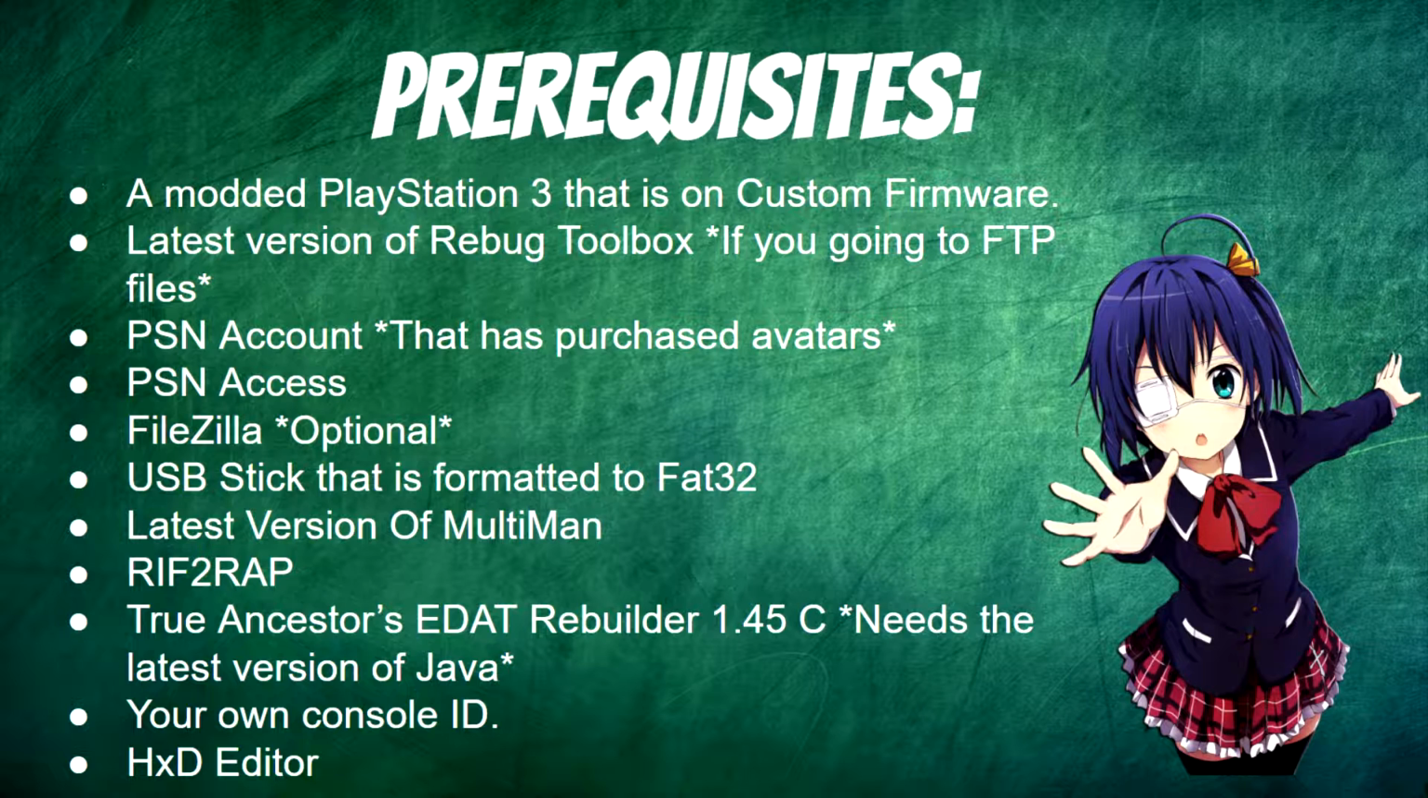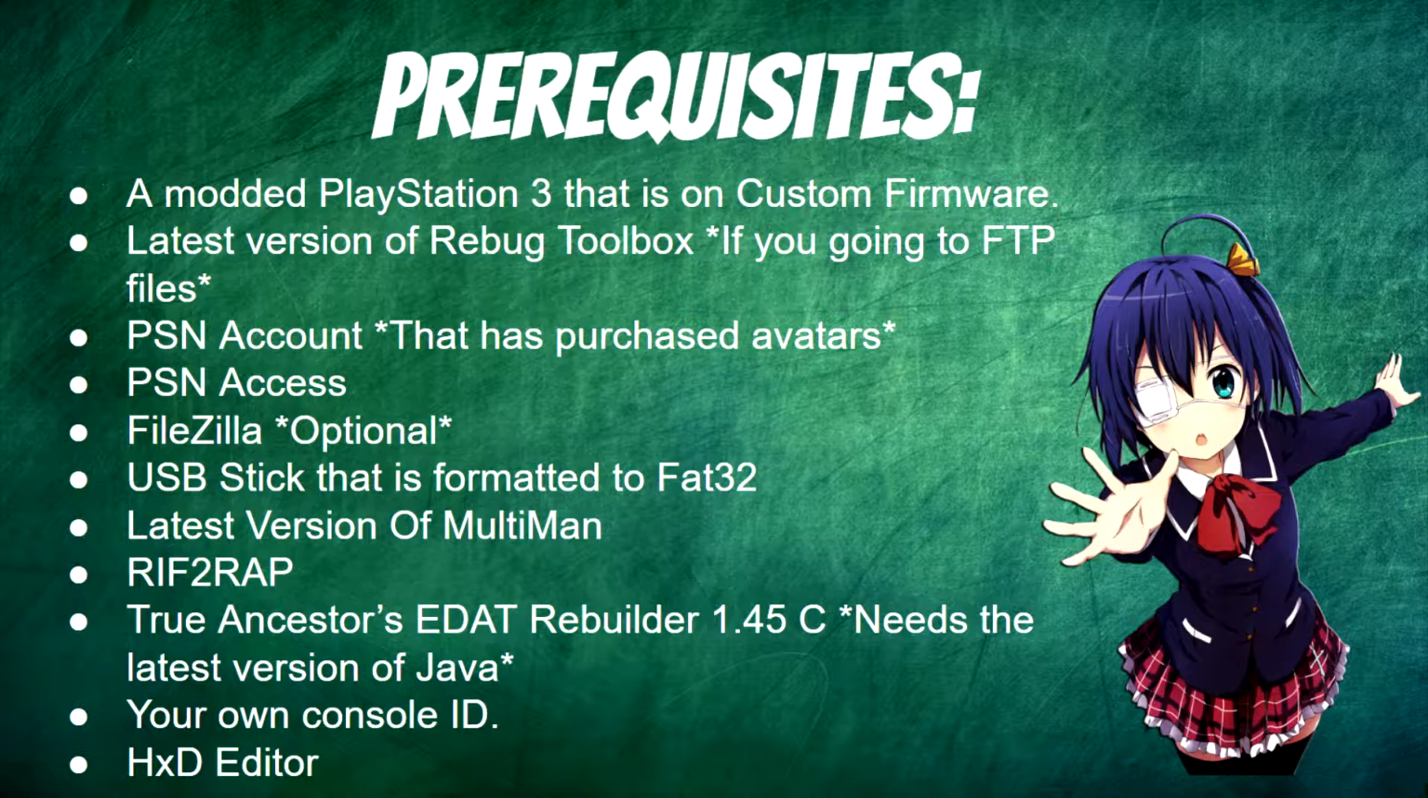You'll also need a PSN account that you want to pull the avatars off of, so make sure that account has the avatars already purchased from the PSN store. You also need PSN access, assuming that you guys are not banned and you have Wi-Fi, so you do need to log into PSN. You also need FileZilla if you're going to go the Rebug Toolbox method. You also need the latest version of Multiman.